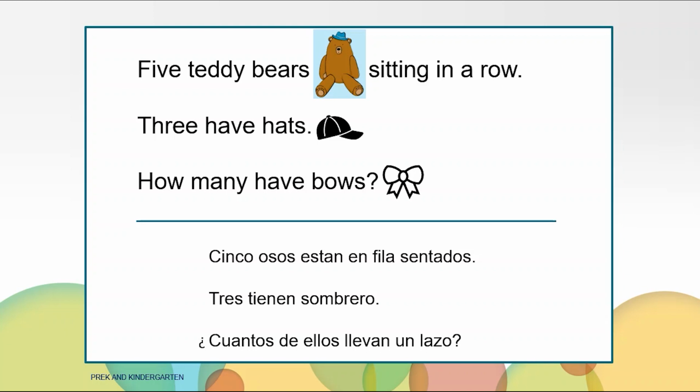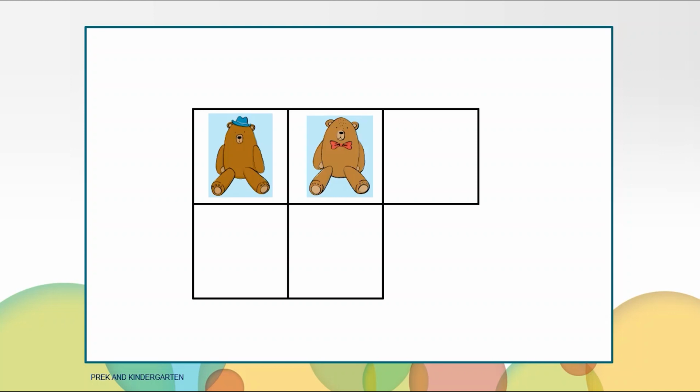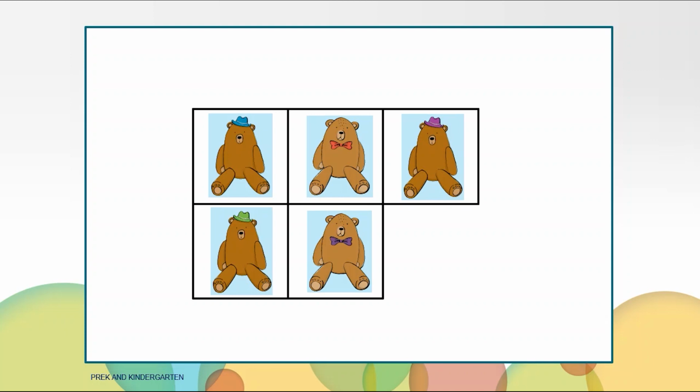5 teddy bears sitting in a row, 3 have hats. How many have bows? If you were to use a number mat to find the answer to this problem, we would start with the number mat of 5. The story problem said there are 5 teddy bears, so let's add the 5 bears to the mat. 1, 2, 3, 4, 5.